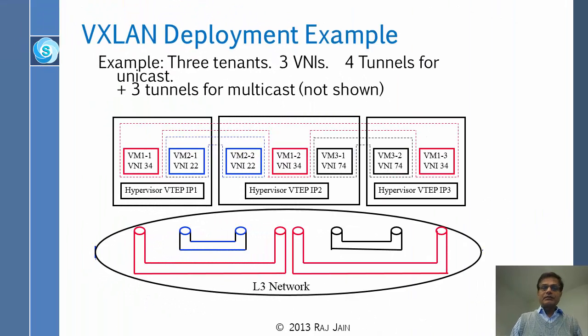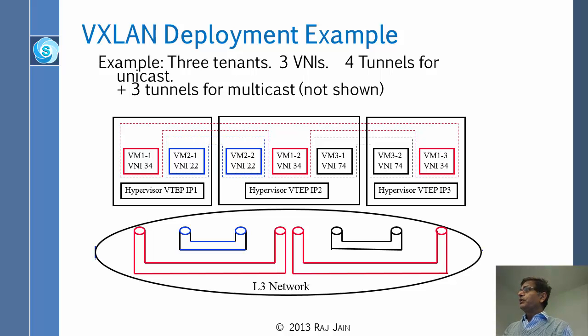So here is an example of the tunnels. We have one physical server in which we have two VMs. One is red, one is blue. This is the red tenant, this is the blue tenant. And there is a hypervisor. In the other server, there are three VMs: blue, red, and black. And in the other one, they have black and red.